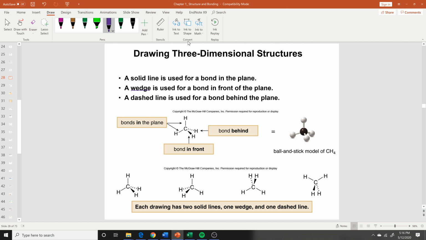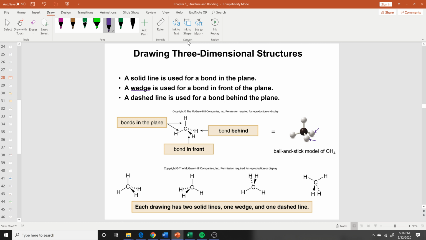This is the ball and stick model. If you have your molecular models, you can easily build that up. You have carbon, and you have here 4 hydrogens. So carbon and 4 hydrogens, and you can easily see that one hydrogen is going to be pointing towards you. This hydrogen is going to be in front. This hydrogen here is going to be behind, and there are 2 hydrogens that are in plane.